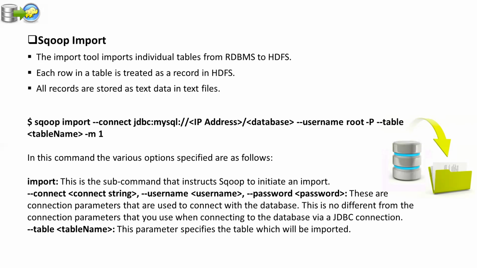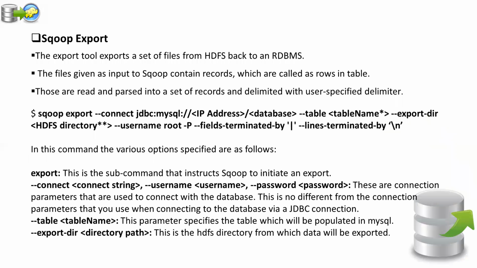The import is the subcommand that instructs Sqoop to initiate an import. Connect string, username, password, these are the connection parameters that are used to connect with the database. This is no different from the connection parameters that you use when connecting to a database by a JDBC connection. Hyphen table name. This parameter specifies the table which will be imported.